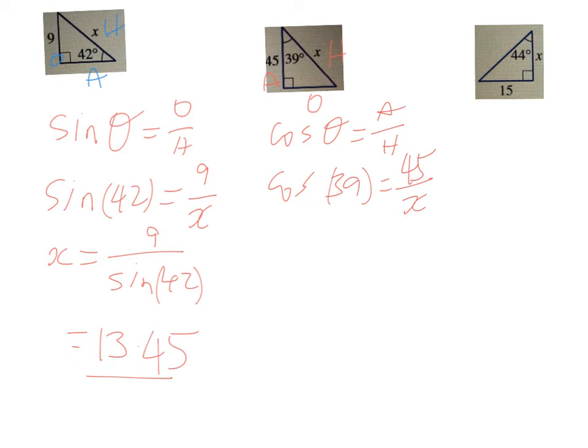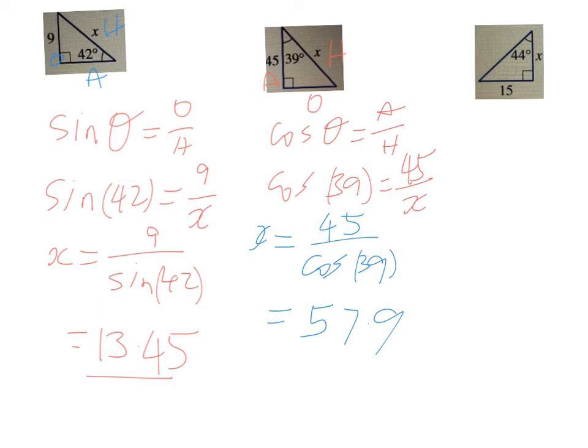So we're going to have x equals 45 over cos 39. Once again, I'll work that out. 45 divided by cos of 39. And we end up with 57.9. That's what we take for that one. Okay, we've got one more to do.